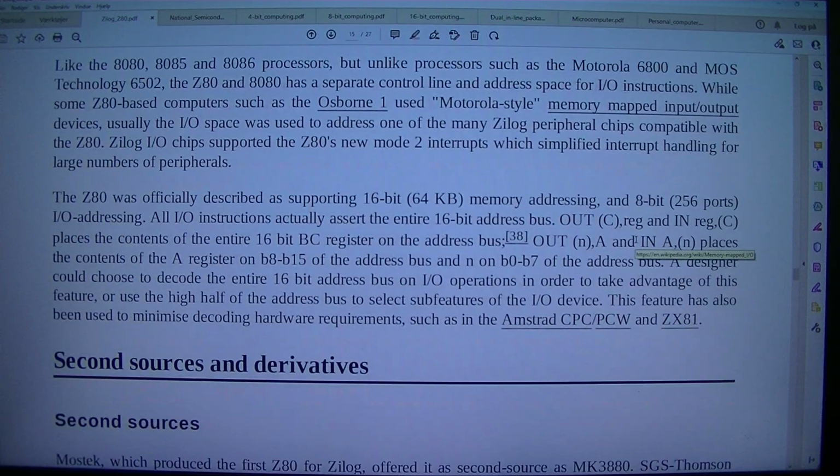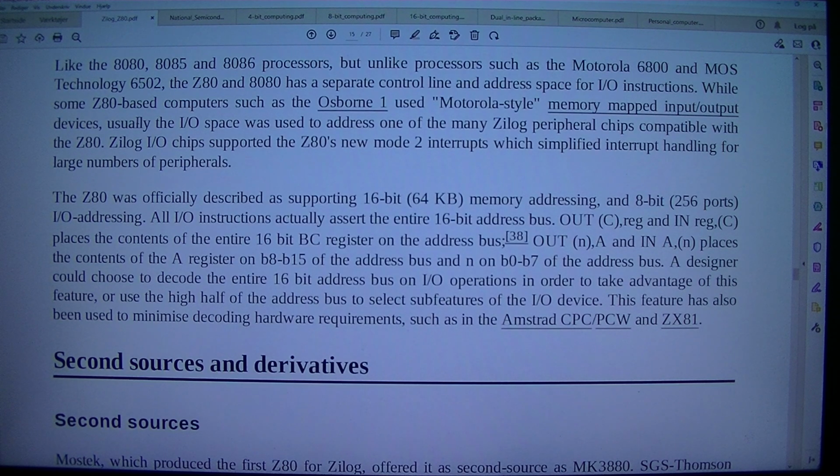Like the 8080, 8085 and 8086 processors, but unlike processors such as the Motorola 6800 and MOS Technology 6502, the Z80 and 8080 have a separate control line and address space for I/O instructions.